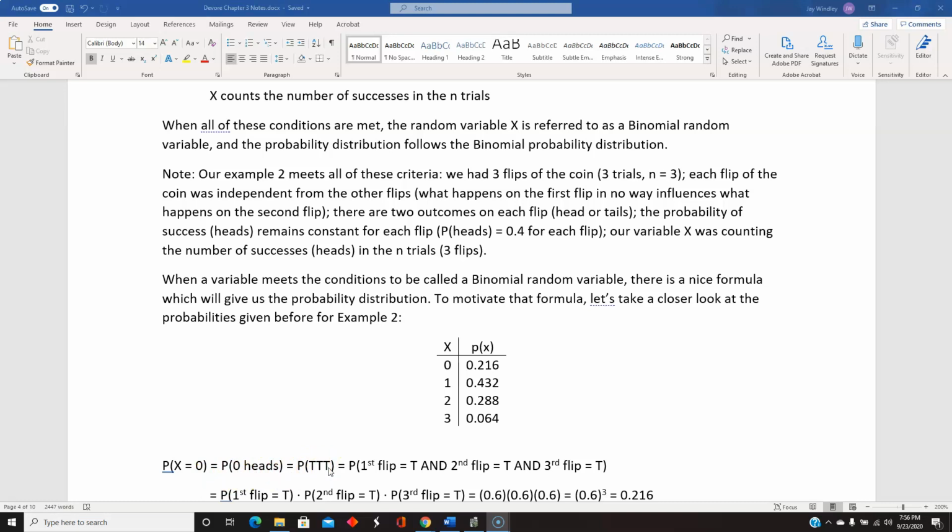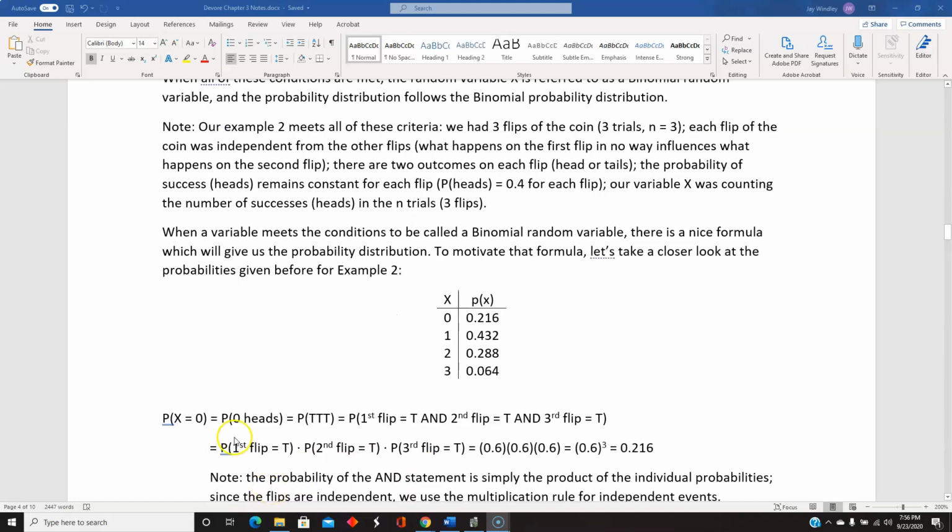And I'm going to write that as an and probability statement. If you got tails, tails, tails, that means the first flip was tails, and the second flip was tails, and the third flip was tails. Now, very important point, we were told that the coin flips are independent. So since they're independent, we have a multiplication rule for independent events, and we can just write this as the product of these probabilities, the probability that the first flip is tails times the probability of the second flip is tails times the probability of the third flip is tails. And remember, the probability of heads was 0.4, so the probability of tails is 0.6, and 0.6 to the third power is 0.216.